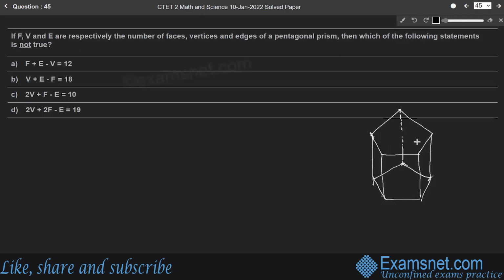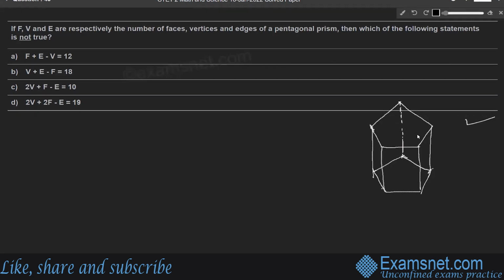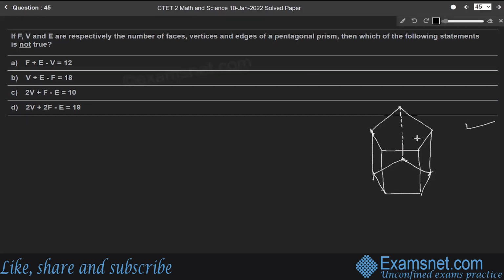Question 45. If F, V and E are respectively the number of faces, vertices and edges of a pentagonal prism, then which of the following statements is not true? So consider a pentagonal prism here. A pentagonal prism is a prism that has two pentagonal bases, like top and bottom, and 5 rectangular sides. Therefore, it has totally 7 faces. Right? So let us write in a pentagonal prism.